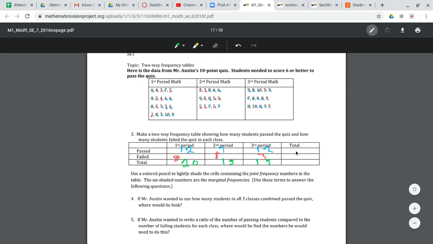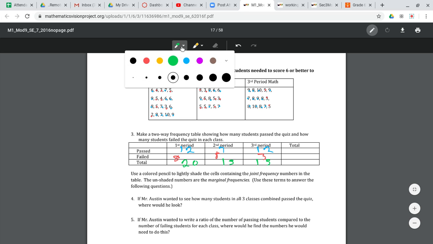All right, now we need to add our totals for each of the rows. So 12 plus 12 is 24, plus 7 is 31.